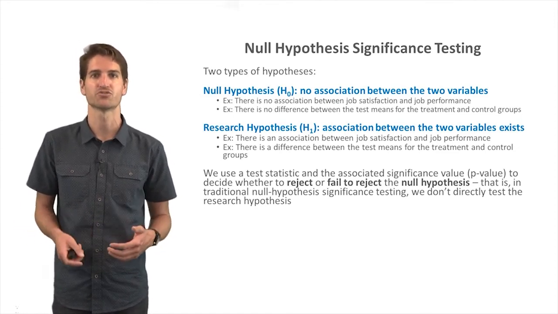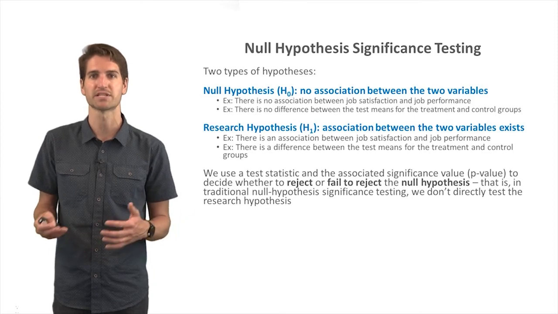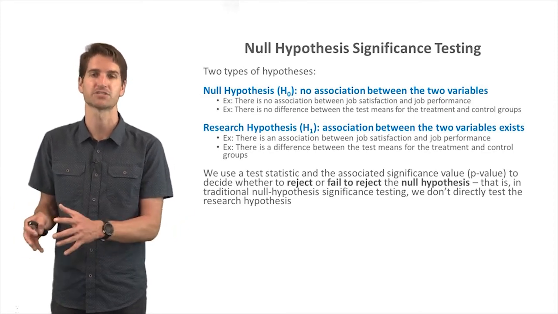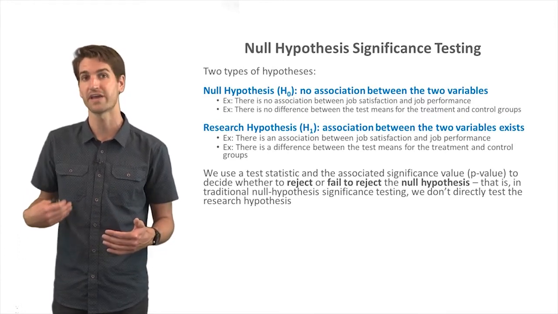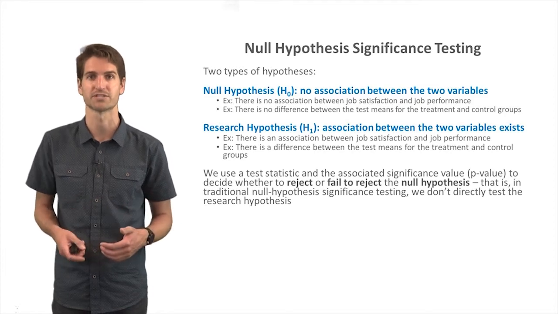Or in other words, in our traditional null hypothesis significance testing, we don't directly test the research hypothesis. Rather, we're determining whether or not there's evidence to reject or alternatively fail to reject that null hypothesis.